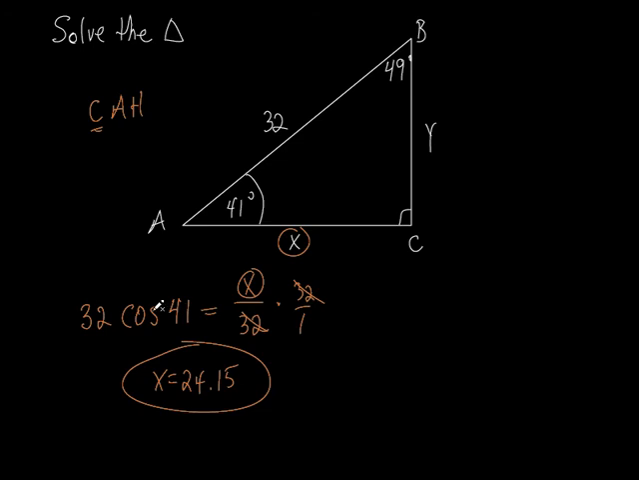Why was it next to it? Because I'm taking the cosine of 41 degrees. Right? Why are you looking at me like that? You don't have any idea what that means, do you?